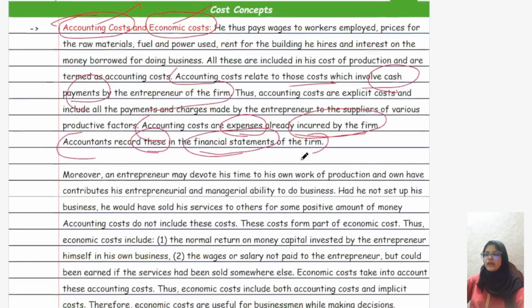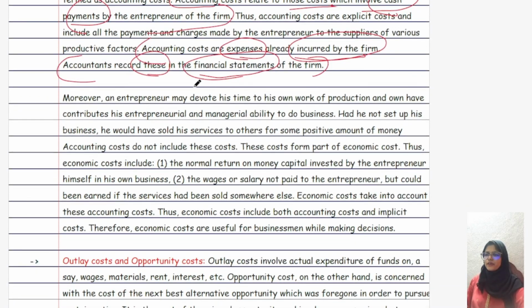And next we're having is economic cost. What is the economic cost? An entrepreneur may devote his time to his own work of production and contribute his entrepreneurial and managerial ability to do the business. So when he is putting his work, a lot of ability, a lot of time into the production, can you record that cost? No, you cannot record that cost. That is nothing but economic cost.